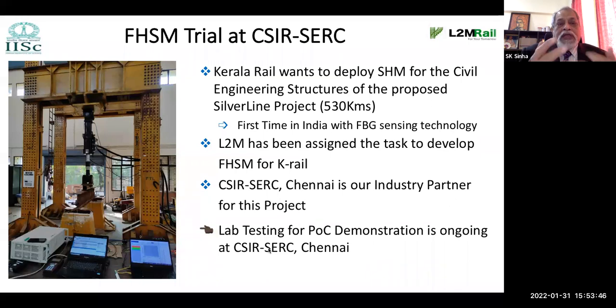But now we have to do it with a concrete structure. We have done it with an iron steel structure, an I-beam. Now we are casting a structure for which they want us to work. So this work is ongoing now.